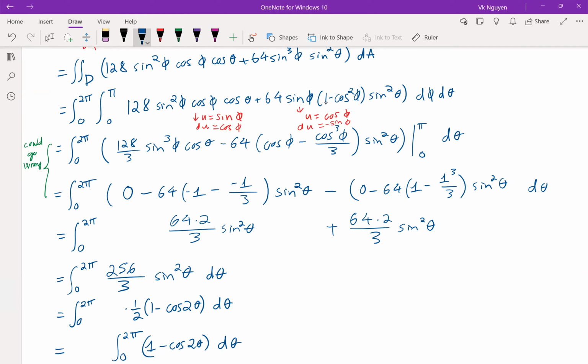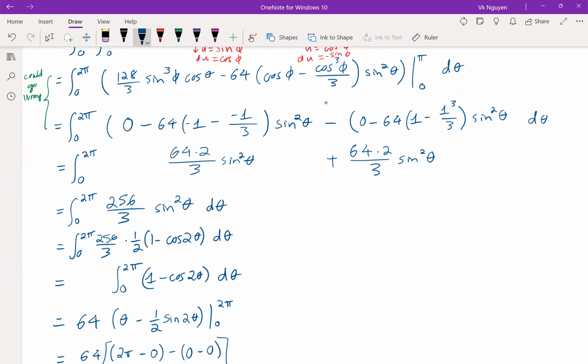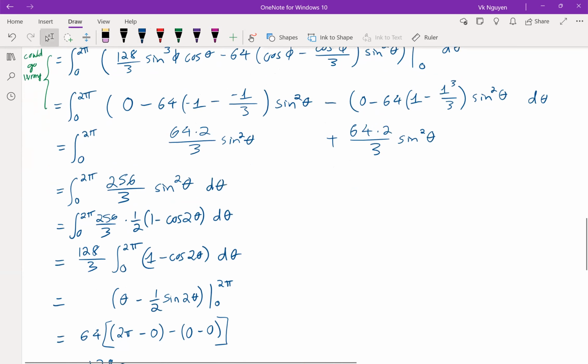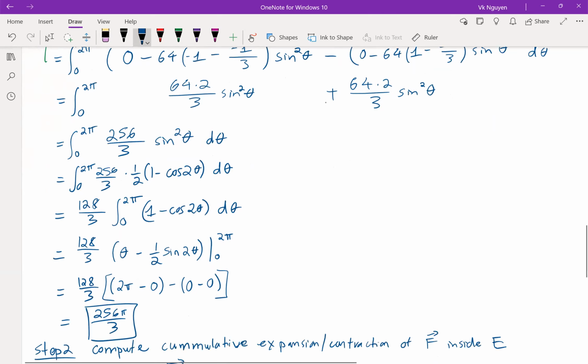Let's see if it works. So it's the 128 over 3. Oh, damn. 256 pi over 3. Yeah.